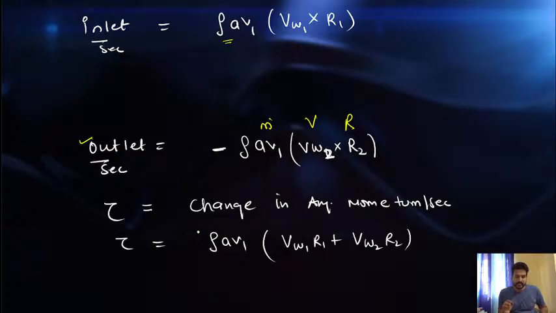Now, as you know, in the linear case, what is force? Force is the rate of change of momentum. And if things are rotating, then instead of force we define torque, and instead of linear momentum we define angular momentum. Likewise, tau is the change in angular momentum per second, or the rate of momentum transfer, right? I just subtract these two equations. Then I get rho AV in common, times VW1 R1 plus VW2 R2.